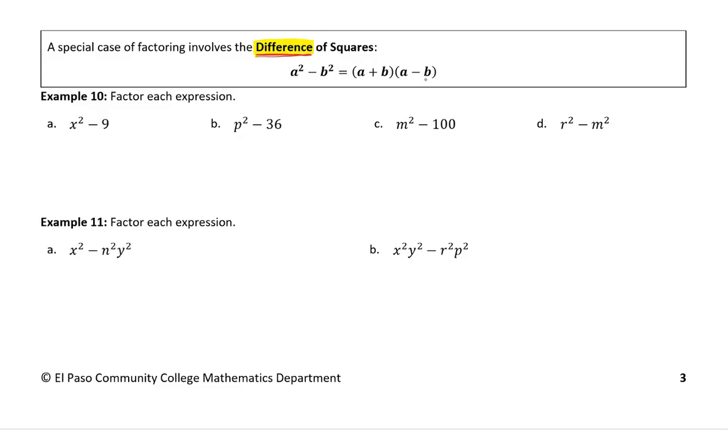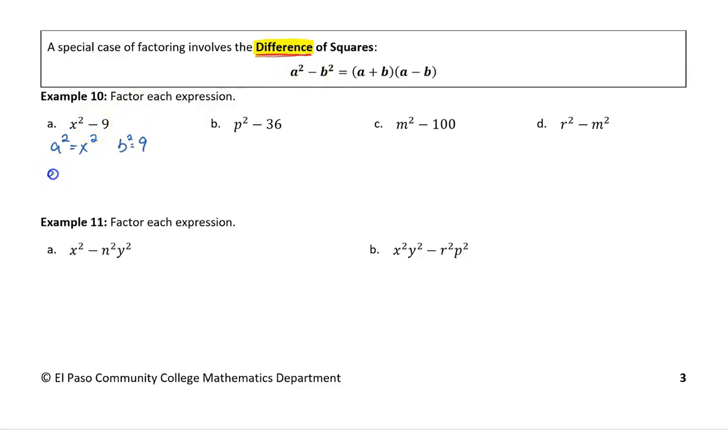So let's try it. Example 10, factor each expression. On part A, we have x squared minus 9. Looking different than our other examples, there's only two terms here. And I'm recognizing that I have an x squared to start, and I also have a 9. That 9 is a nice perfect square. So I'm going to try out this rule then. My a squared is going to be that x squared part. The b squared is the 9, and the minus is along with the rule.